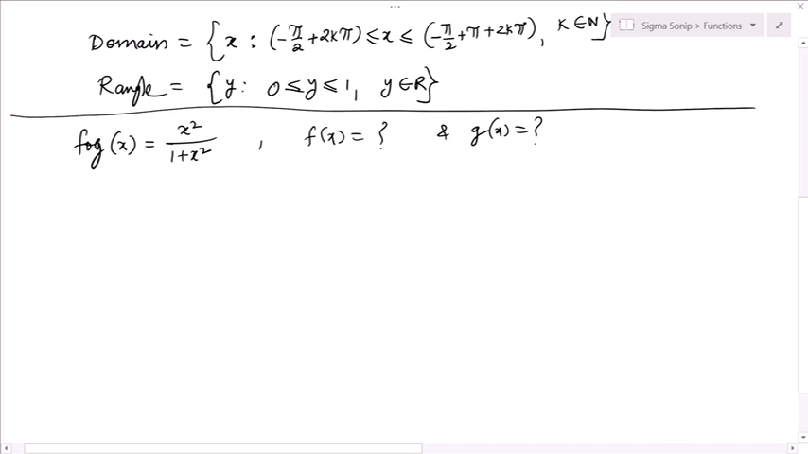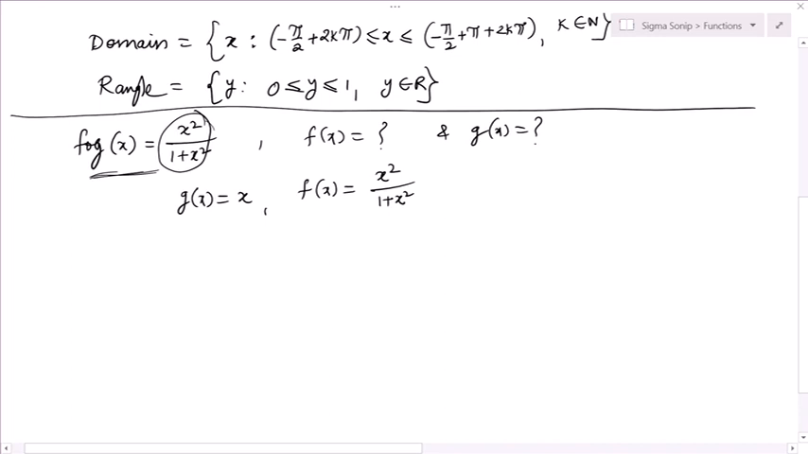The simplest one is to put the whole thing in one function and keep the other one as a very simple function, just y equals x. It doesn't require much effort. So I could say g(x) is equal to x and f(x) is equal to x squared upon 1 plus x squared. Now in this particular case, you can check that they give you f of g of x equals this. Yes, f of g of x: g(x) equals x, so we put that there.